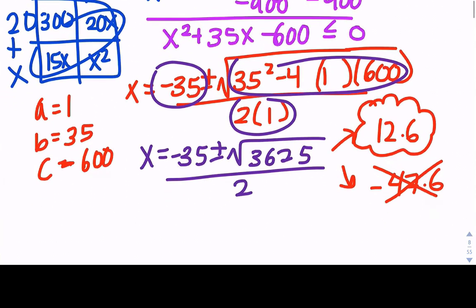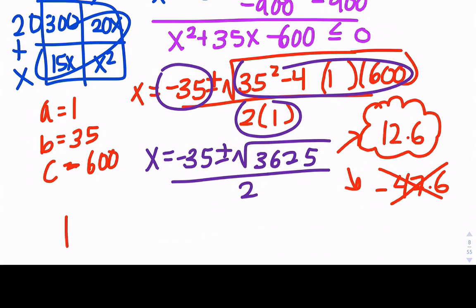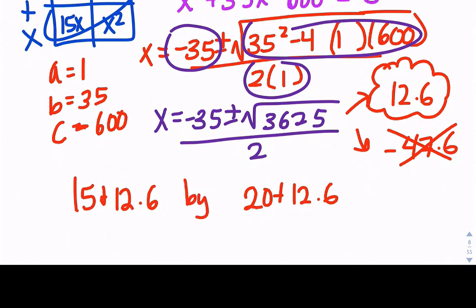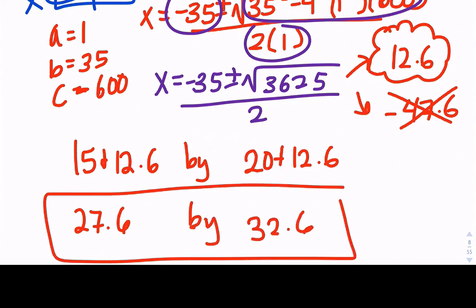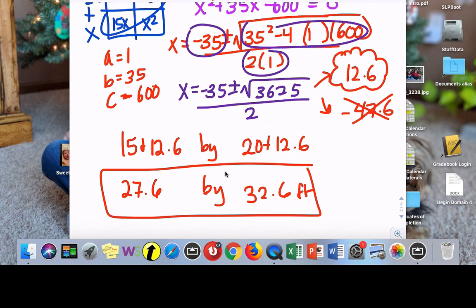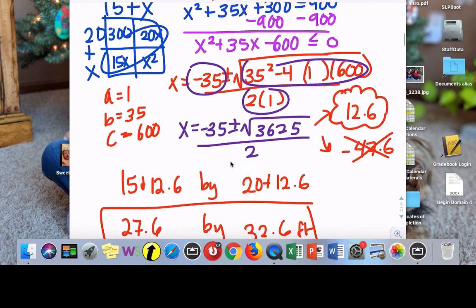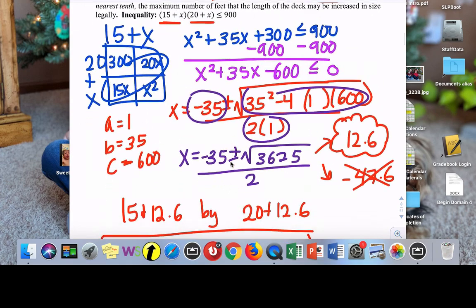If we want to find the new dimensions of the deck, we could add it. So we'd have 15 plus 12.6, and we'd have 20 plus 12.6. So our new dimensions would be 27.6 by 32.6 feet for your deck. So there's a word problem application. Again, we put it into standard form here and then use quadratic formula to solve.